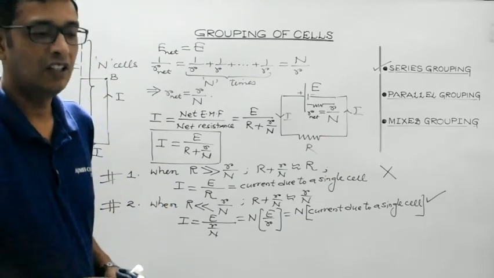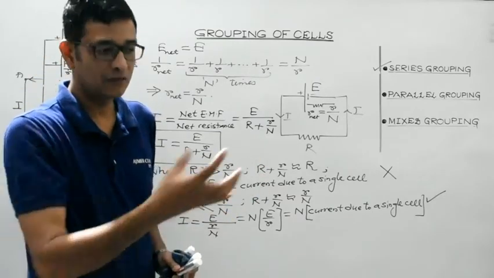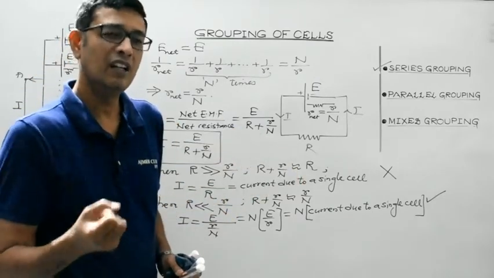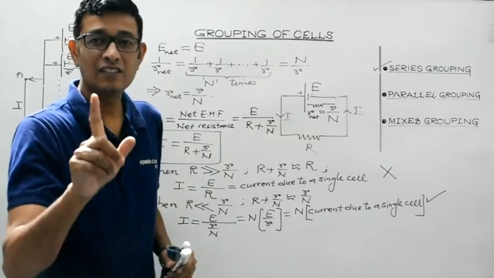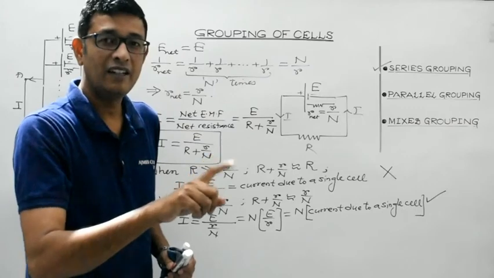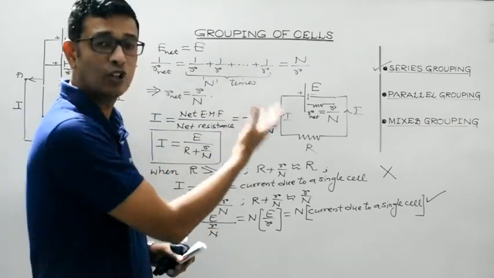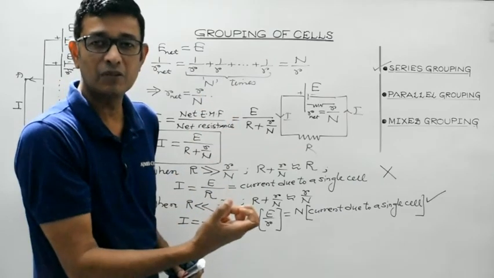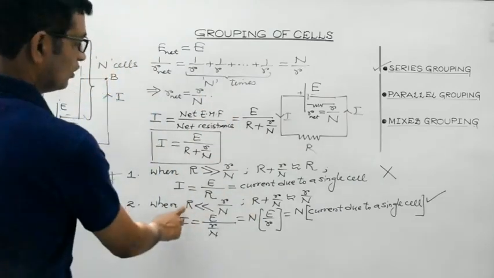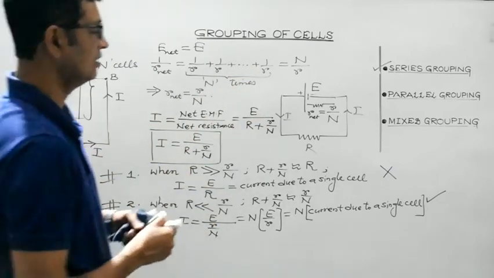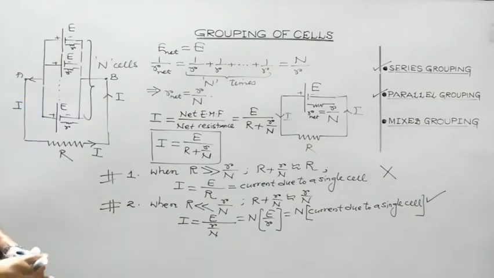Right students? So the conditions for series and parallel grouping of cells for deriving maximum current from the circuit are exactly opposite to each other. In series, in order to derive maximum current, net internal resistance should be negligible. In the parallel grouping, in order to derive maximum current, external resistance should be negligible. Right? So we have done these two articles. Now we are left with the mixed grouping of cells.